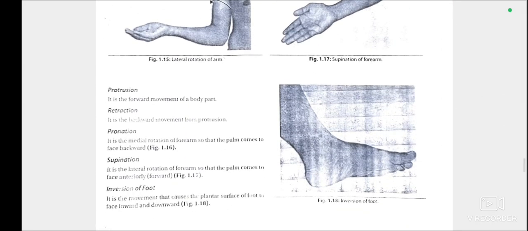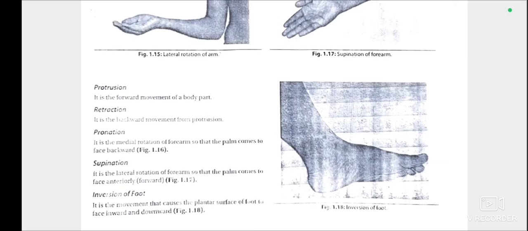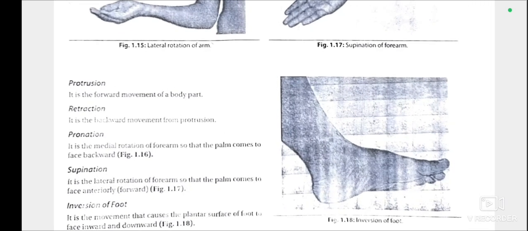The next term is protrusion. Protrusion is the term used for the forward movement of a body part. It is a movement displacing the part from one position to a different position. This is protrusion. And next is retraction. Retraction means that after protrusion, the part moves back to its same place. It is the backward movement from protrusion.